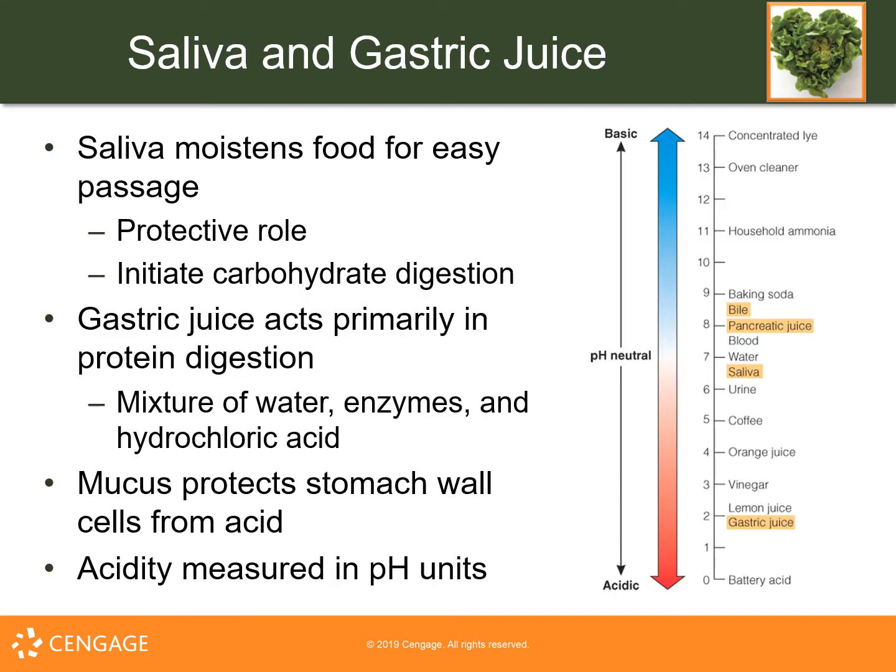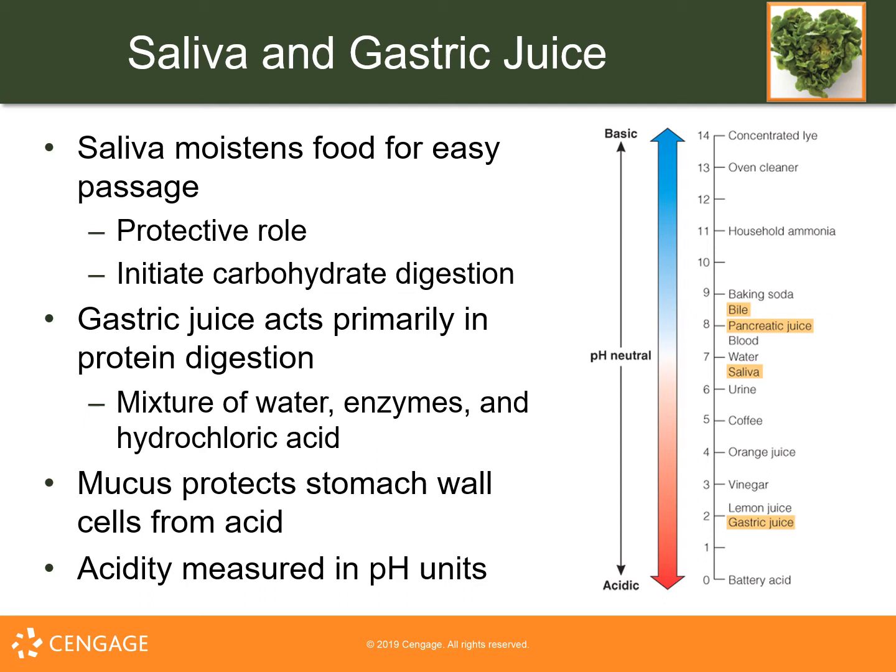Saliva and gastric juice. Saliva moistens food for easy passage. It has a protective role, including protecting the teeth, and the lining of your esophagus and stomach. It also initiates carbohydrate digestion. So this is amylase in your mouth, in your saliva, that starts that chemical breakdown in your mouth.